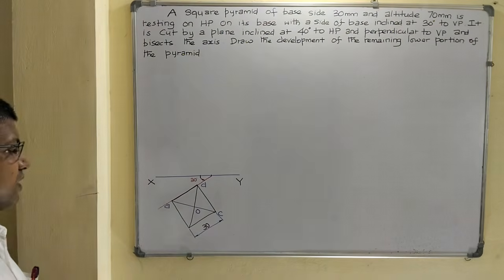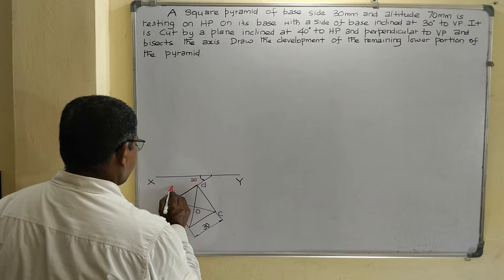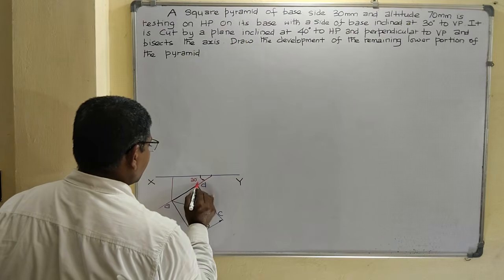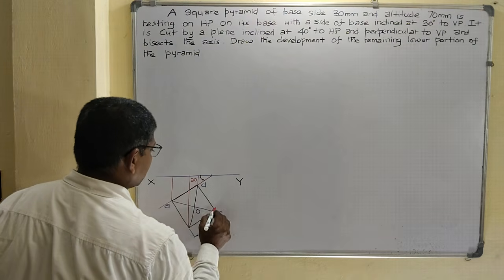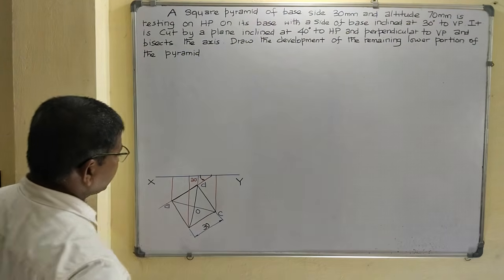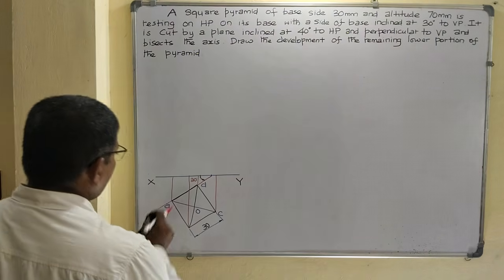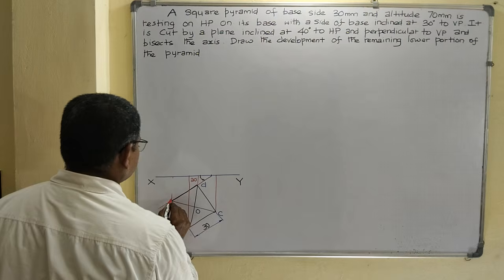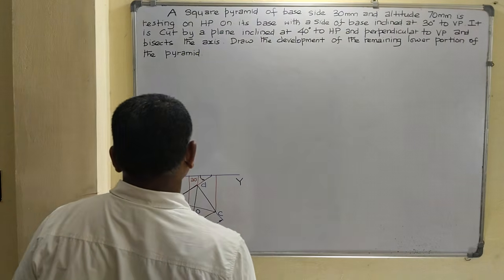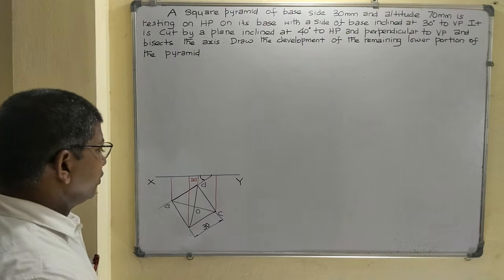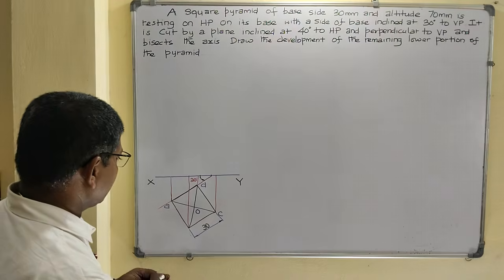Now project the front view from the top view. In front view, the slant edge OD is invisible.